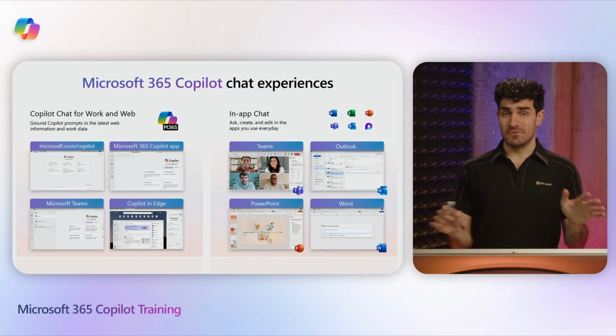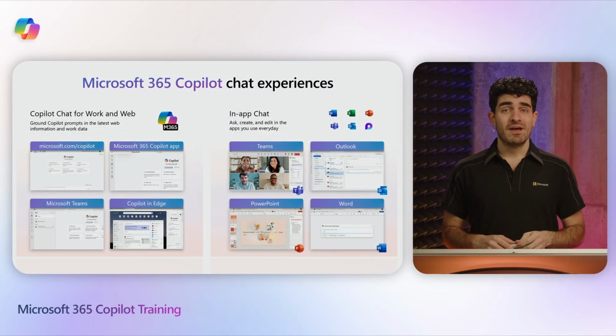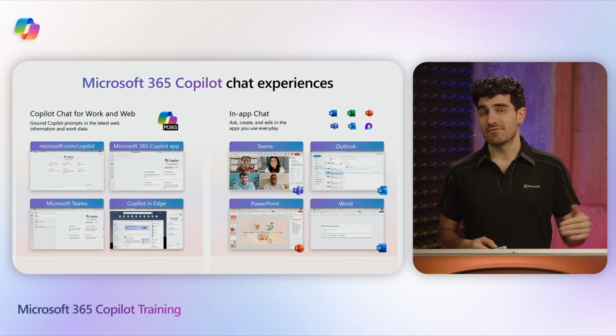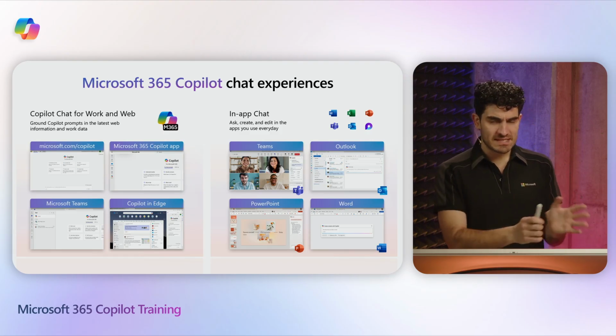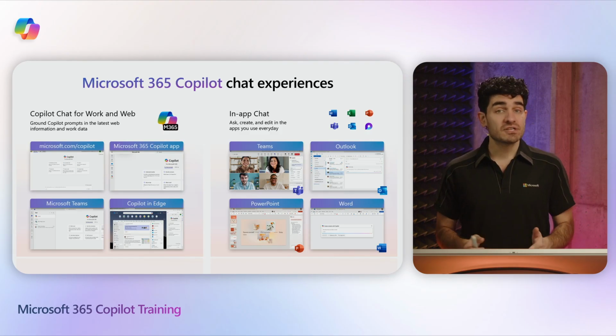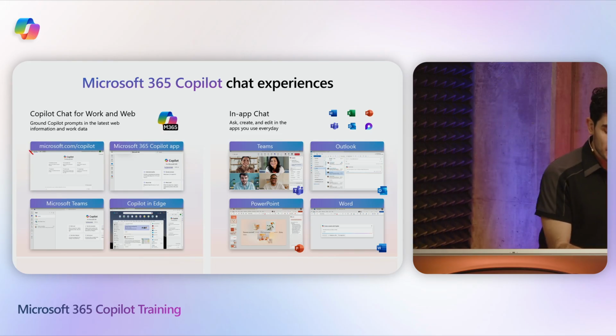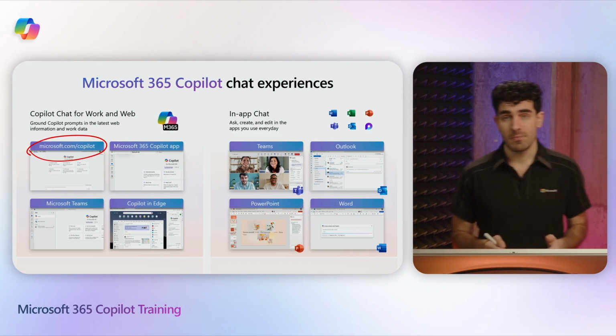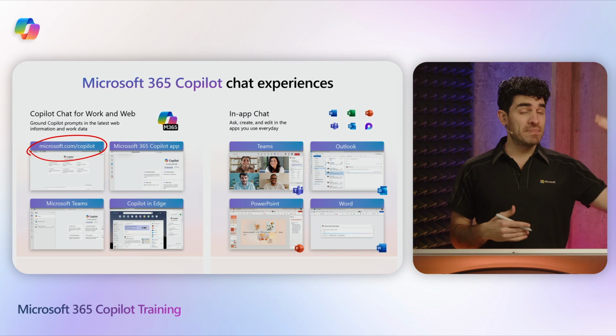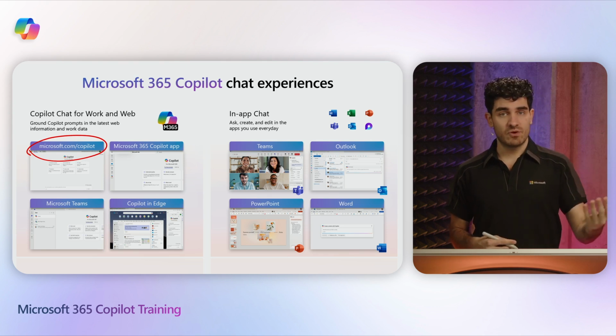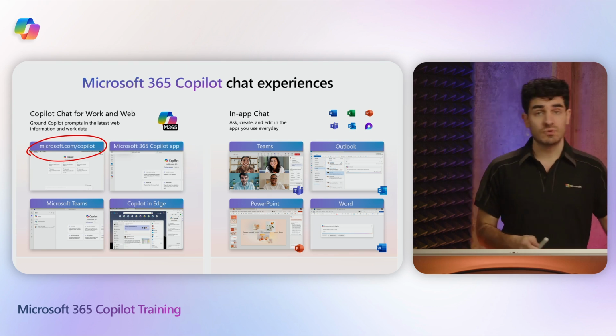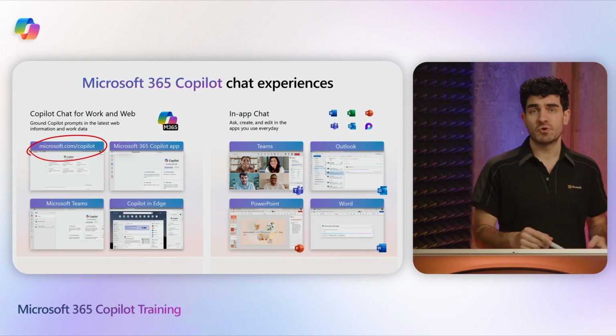There are several ways that you can talk to Copilot. One way is through Copilot Chat for Work and Web, which can be accessed in a few different places. To talk to Copilot, you can go to microsoft.com/copilot. This will take you to the web-based interface where you can ask Copilot questions about your organization or knowledge that's on the web and much more.